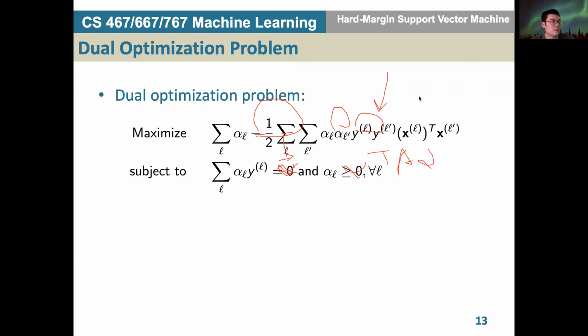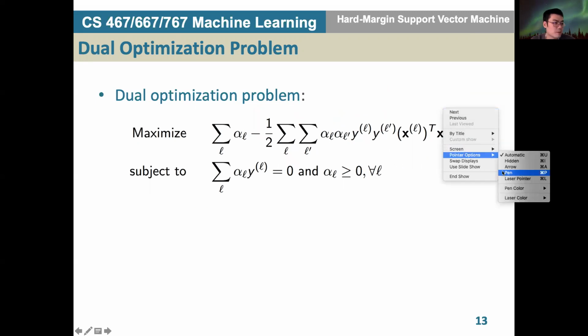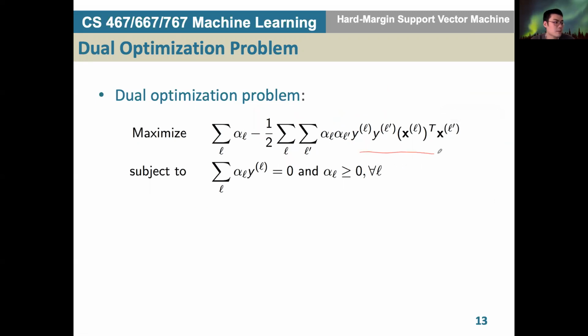Okay, so basically, let me clear. So here's what we are talking about. Keep in mind, this term is constant. This term is really alpha vector times a matrix times alpha. And this is the linear term.